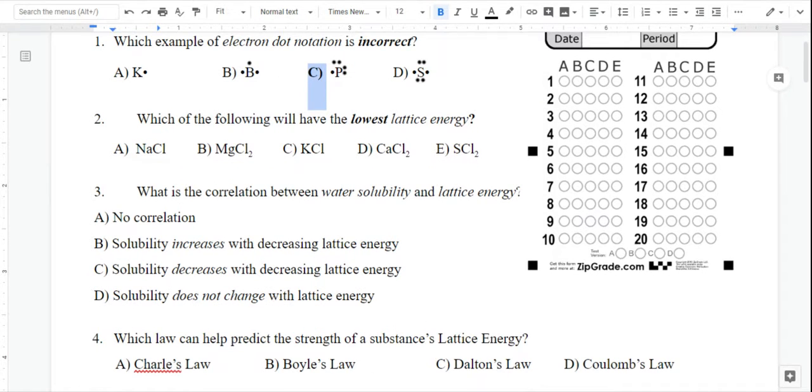Okay, which of the following has the lowest lattice energy? Oh, that's where it went. Nope, still, there we go. Which has the lowest lattice energy?